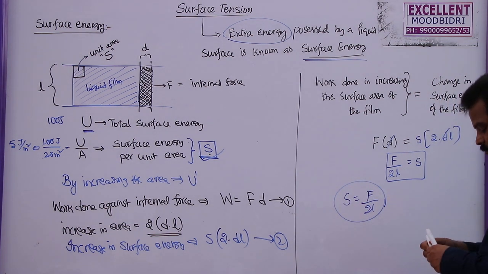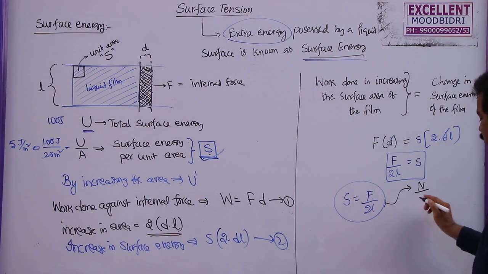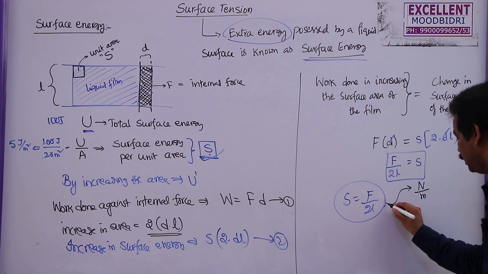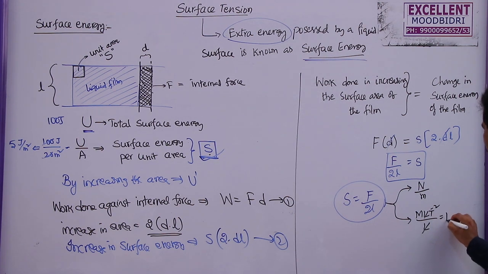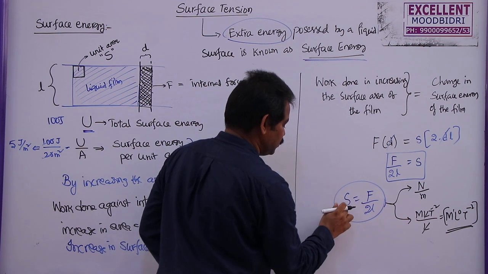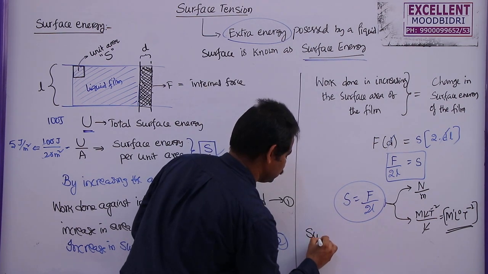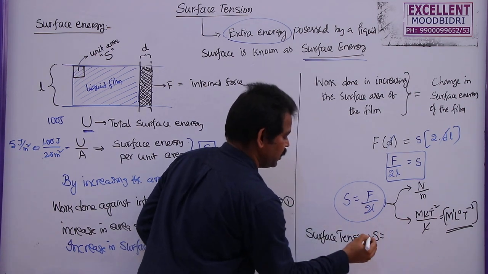But what is the SI unit and dimension formula for this? Force is measured in Newton, and 2L or L is measured in meter. So Newton per meter is the SI unit for surface energy. And the dimension formula is M L T to the power minus 2 by L. L gets cancelled. M L to the power 0 T to the power minus 2. This is the dimension formula for surface energy per unit area. This surface energy per unit area is also called surface tension. So S is equal to force by length.